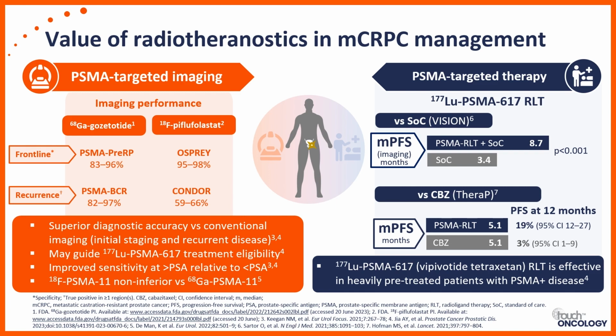On the right, you can see data from the pivotal trials, TheraP at the bottom, looking at lutetium PSMA-based approaches against cabazitaxel. And on the top, you see the VISION data, again leading to the approval of lutetium PSMA for patients with metastatic castration-resistant disease. Again, median PFS improvements in favor of lutetium PSMA-based therapy. TheraP did not use progression-free survival as a primary endpoint, it used PSA decline. But regardless, if you look at the PFS at 12 months, you still see a significant difference for those patients who receive lutetium PSMA over chemotherapy.